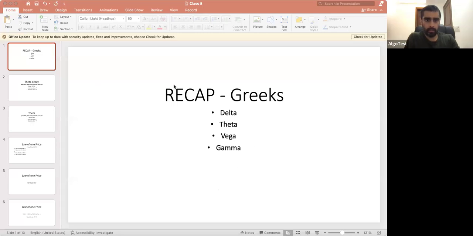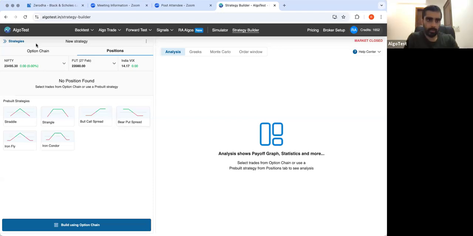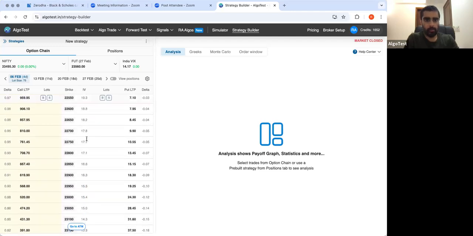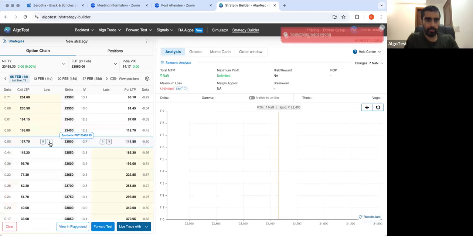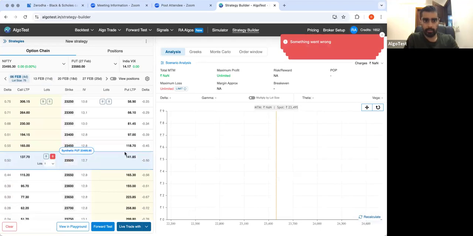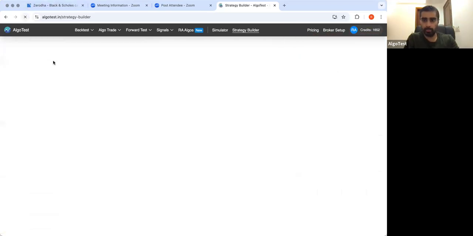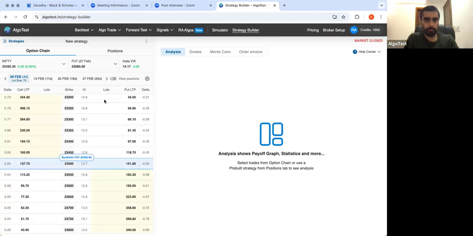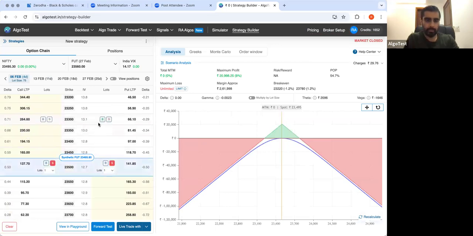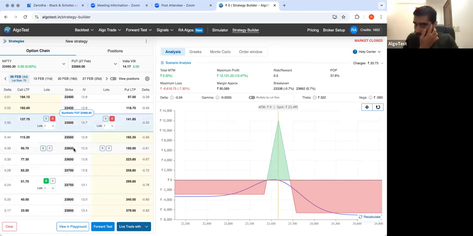Screen, share, Chrome, good old strategy builder. Yeah. So now let's say I sold this straddle. Weird, this has never happened before. So let's refresh this once. So let's sell this straddle. Maybe let's buy this iron fly.